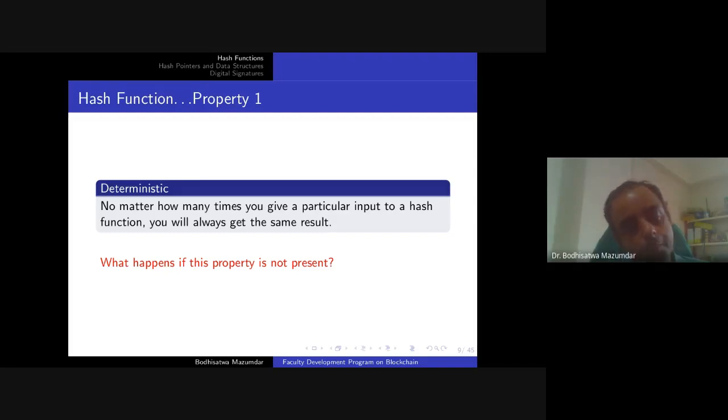If this property is not present, meaning if a hash function is not deterministic, for instance, if a hash function is probabilistic, then the output that it produces, that is the signature it produces, becomes non-reliable. That signature can be copied by anybody else. It can be spoofed, it can be used for malicious purposes. That's why this deterministic property of a hash function is extremely important.